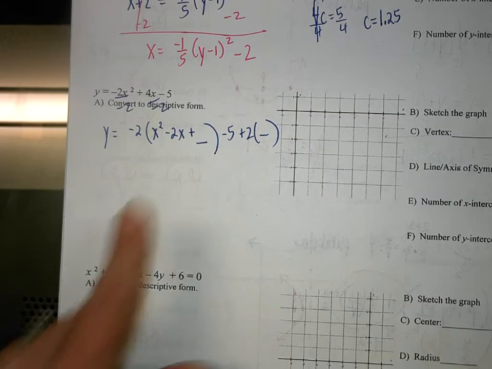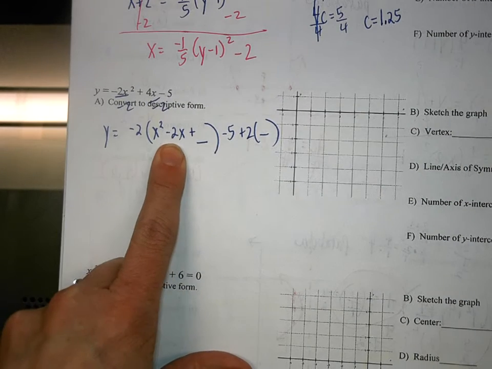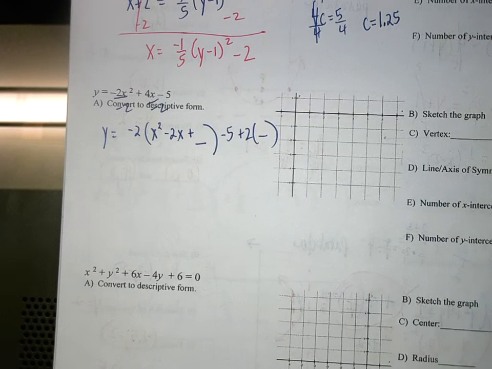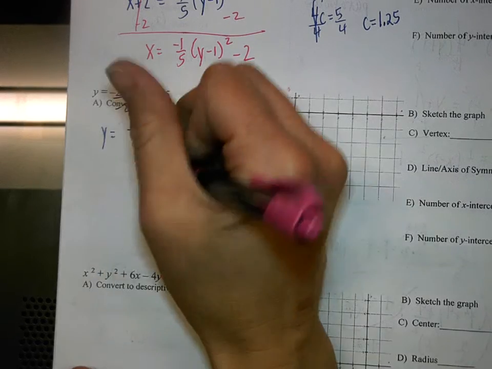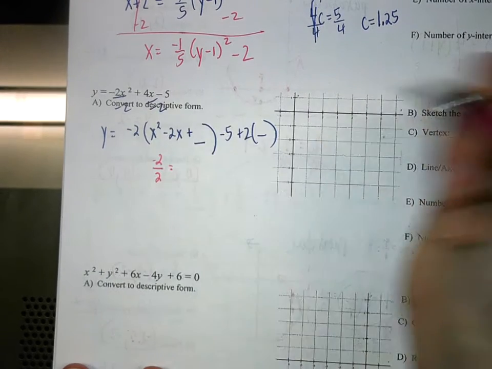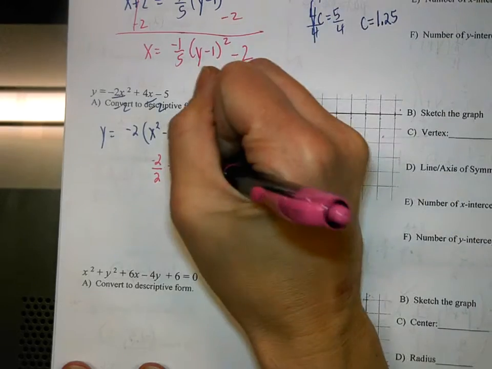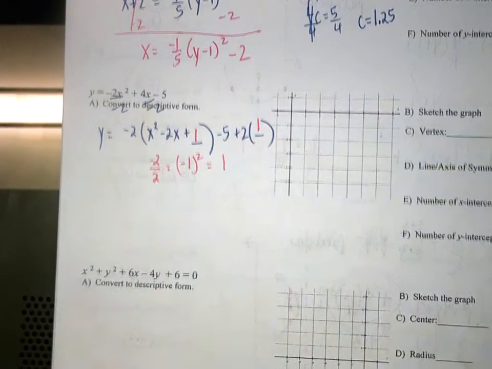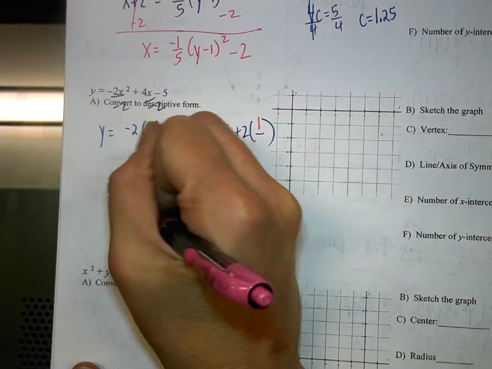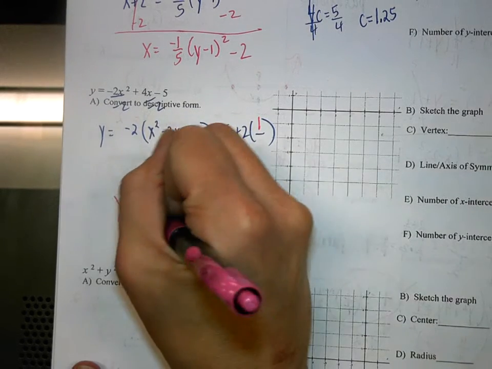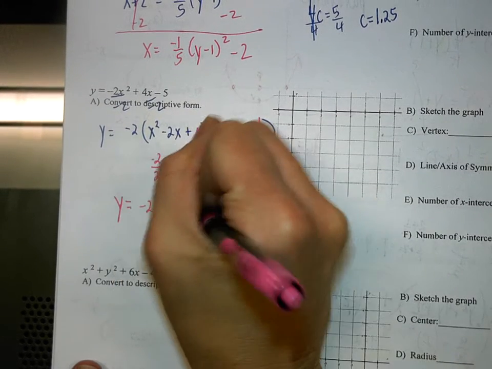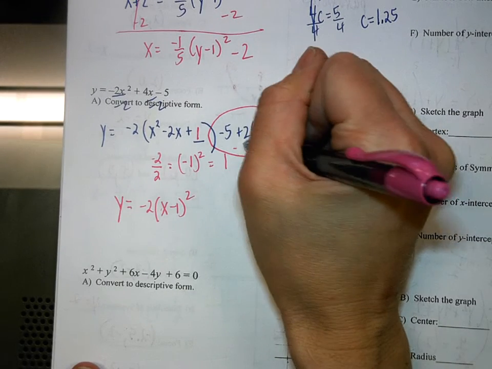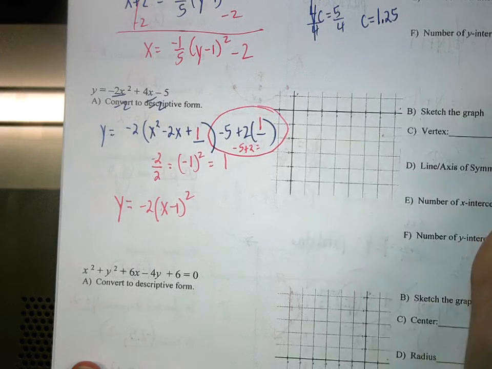Do we know why this is a negative 2? 4 divided by negative 2 makes a negative 2. Okay, what do I do next? Divide the negative 2 by 2. Good. Negative 2 divided by 2 equals? Negative 1, and negative 1 squared is? 1. My equation will be y equals what? Negative 2 times x minus 1 squared, and then we end up with negative 5 plus 2, which makes negative 3.